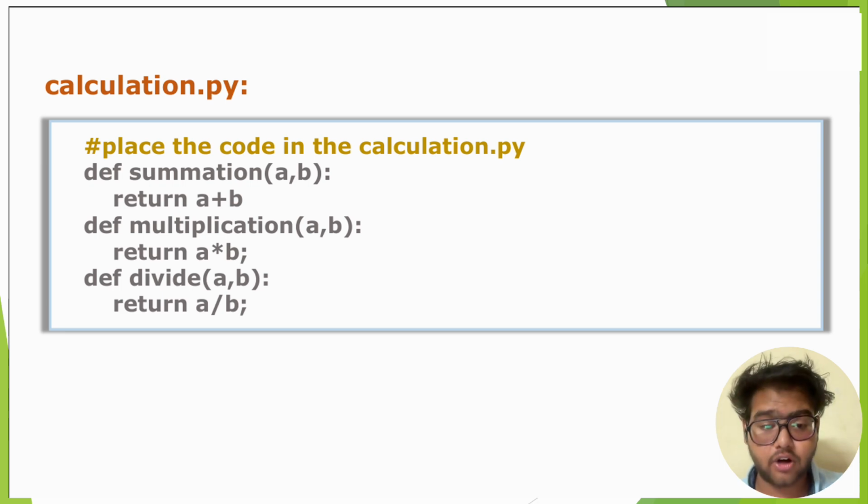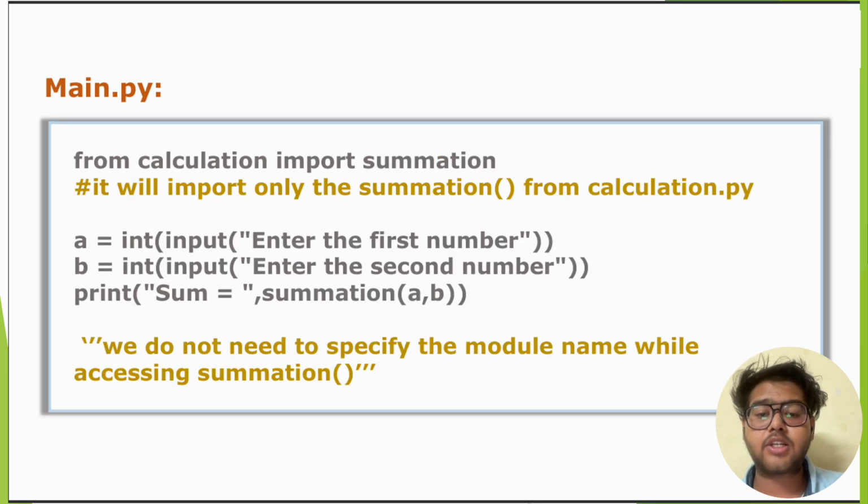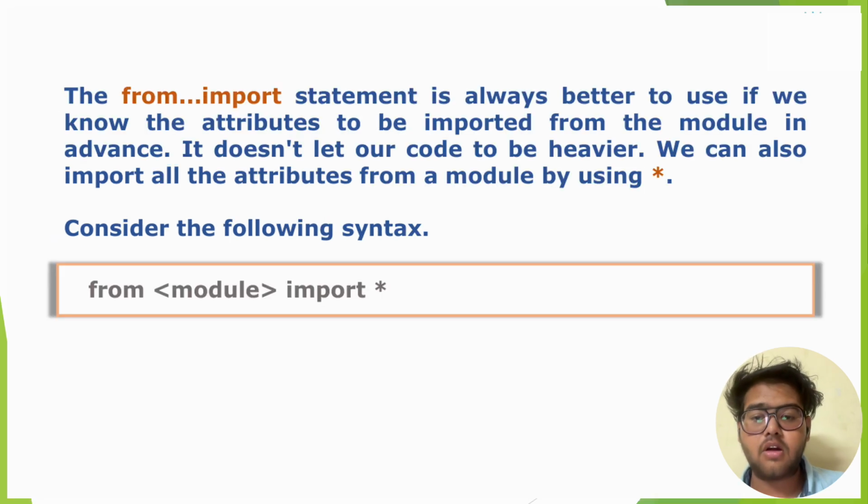For example, calculation.py. Place the code in calculation.py: summation, multiplication, divide. From calculation import summation. It will import only summation from calculation.py. Then we can see we do not need to specify the module name while accessing the summation. The from import statement is always better to use if we know the attributes to be imported from the module. It doesn't let our code get heavier. We can also import all the attributes from a module by using star. Consider the following syntax.